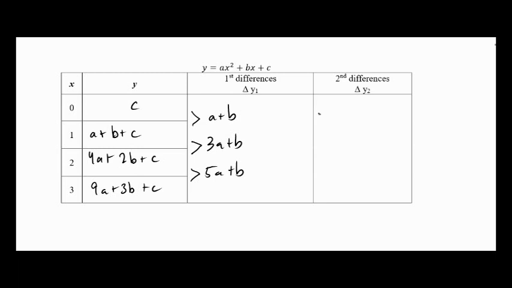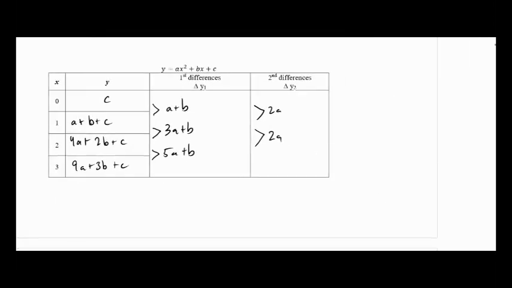Okay, but if I go again, 3a plus b minus a plus b, what does that give me? Somebody else? 2a, well, b minus b is good. So 2a, very good. And then 5a plus b minus 3a plus b. B's are gone. 5a minus 3a, 2a. Look at that. Second difference is the same, even in a general polynomial.